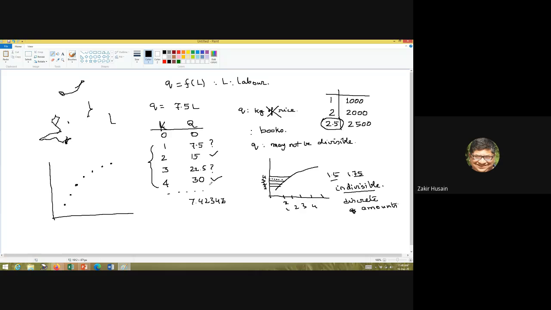And secondly, even if you put 1, 2, 3 over here, even then, some of the output may not be feasible. So partly because inputs are not divisible and partly because outputs themselves are not divisible, what we get is a set of discontinuous points. So talking about production functions is actually meaningless because you don't have a continuous function. But for analytical convenience, we assumed that all points are feasible.